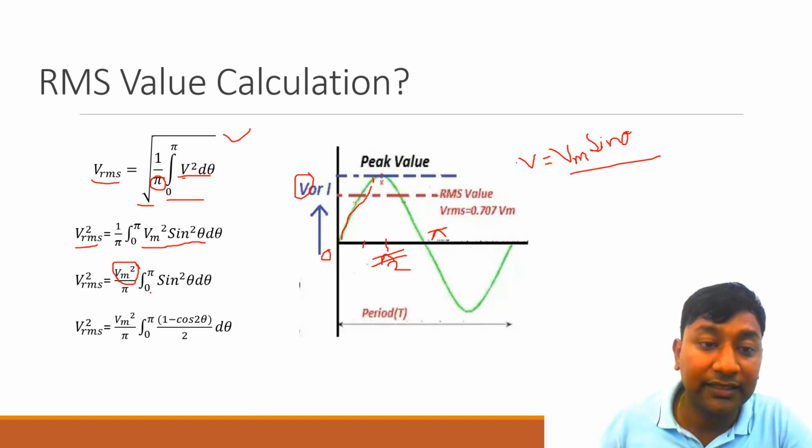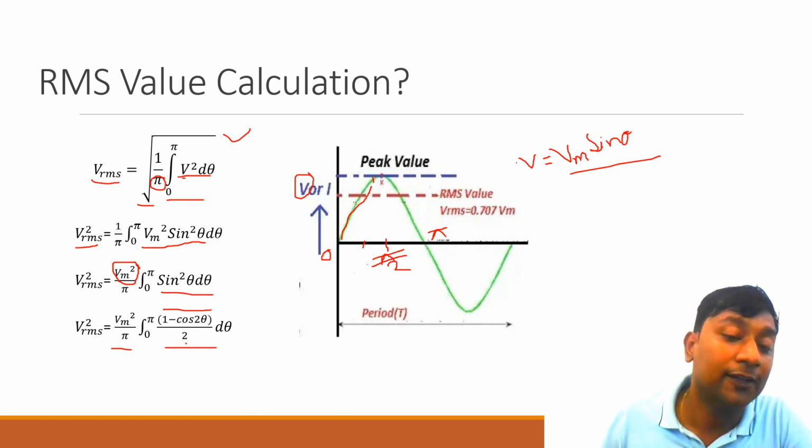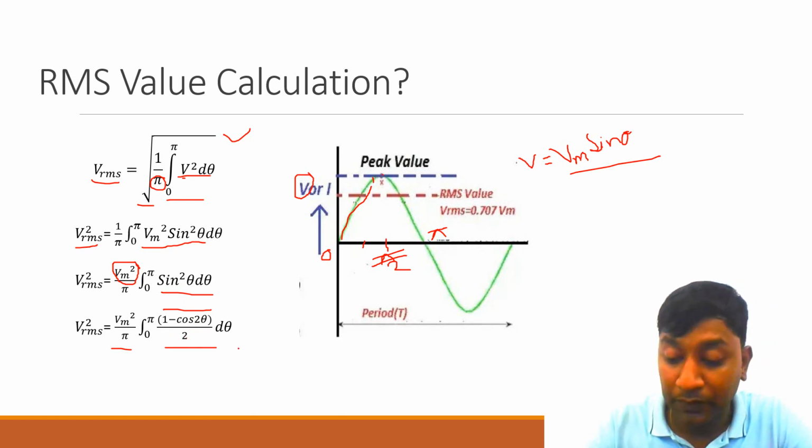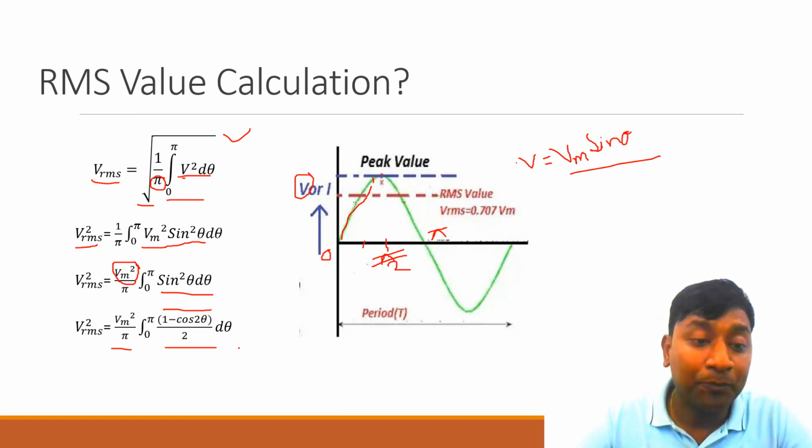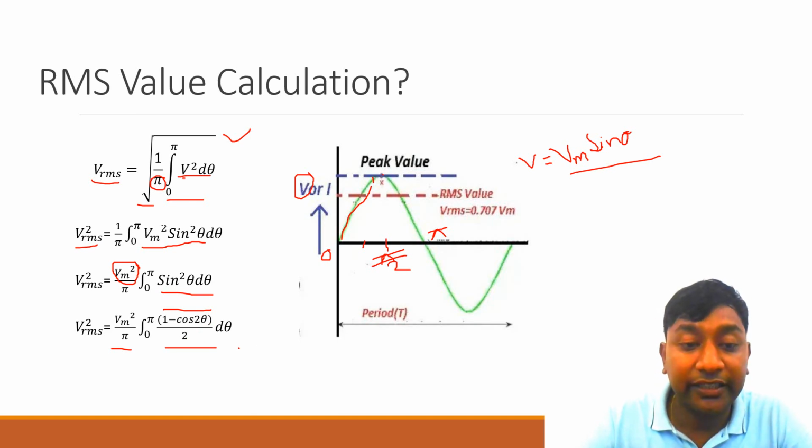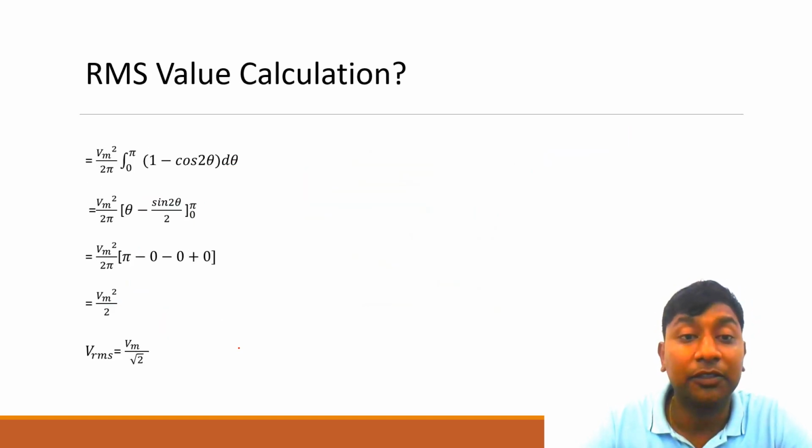So our integration is 0 to pi sine square theta d theta. So B square RMS equals Bm square by pi, integral 0 to pi. Sine square theta we can represent as (1 minus cos 2 theta) divided by 2, d theta. What is sine square theta? 1 minus cos 2 theta divided by 2. Now we just take the integration of (1 minus cos 2 theta) by 2 d theta, and we can find the RMS value.